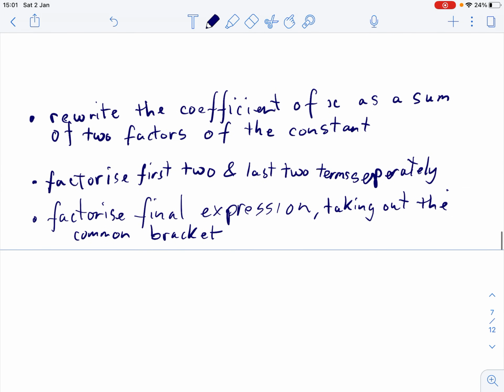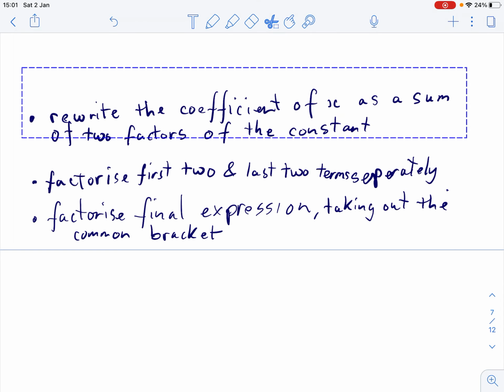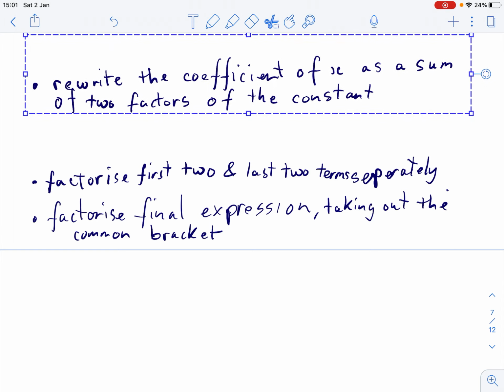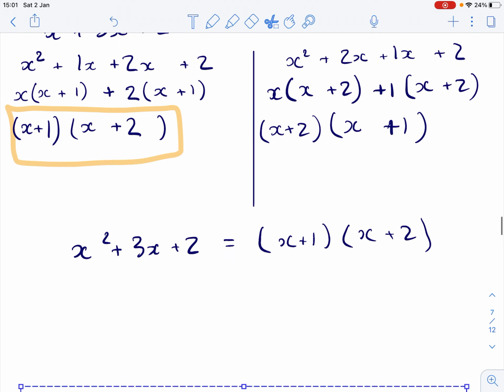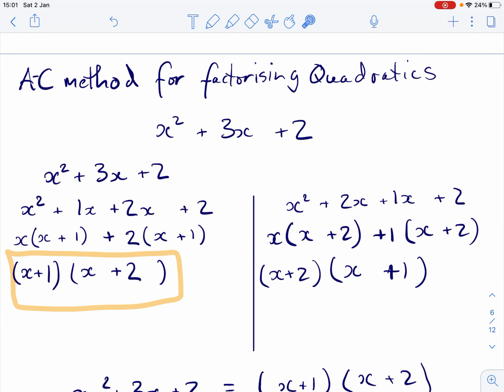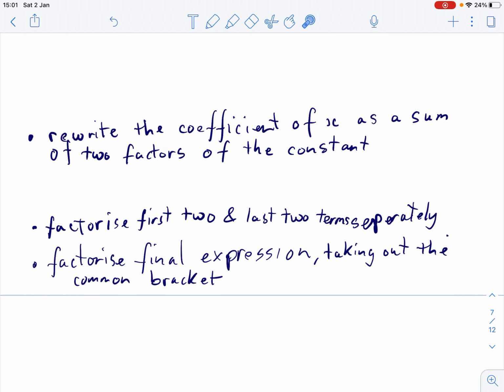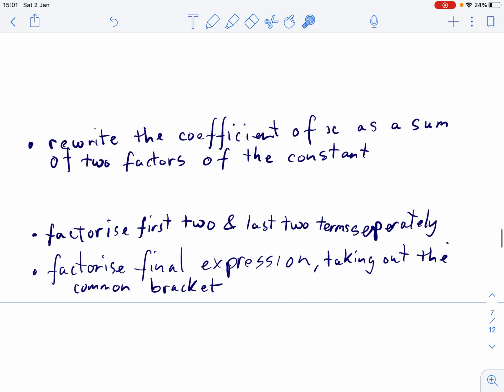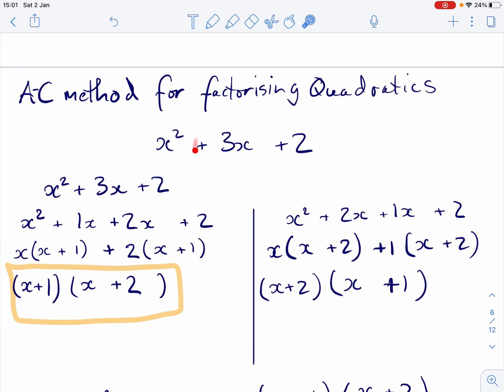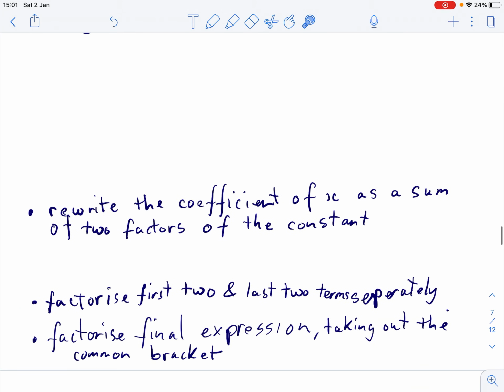So there are 3 main steps here. First, we need to rewrite the coefficient of x, so that's our middle term here, as the sum of the 2 factors of the constant. Okay, so we rewrite this with 2 factors of our final value. Now this is going to change if these are not both positive, and we'll see that coming up.